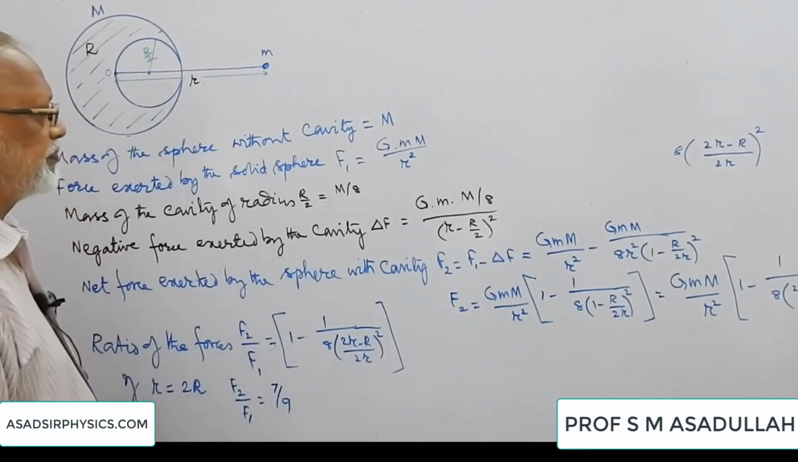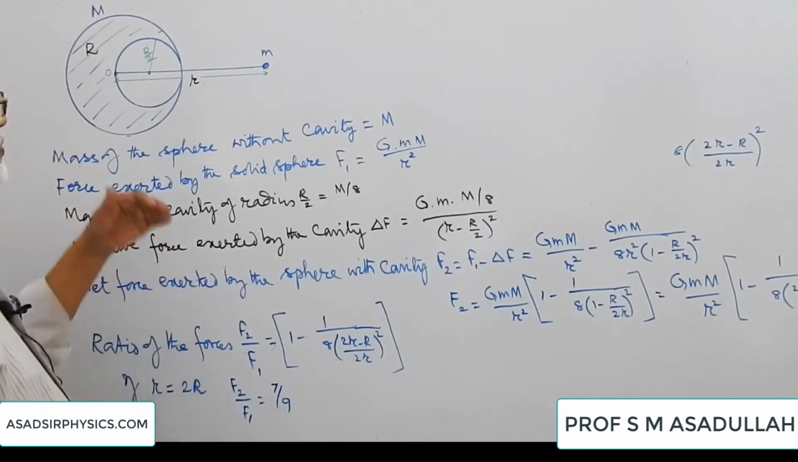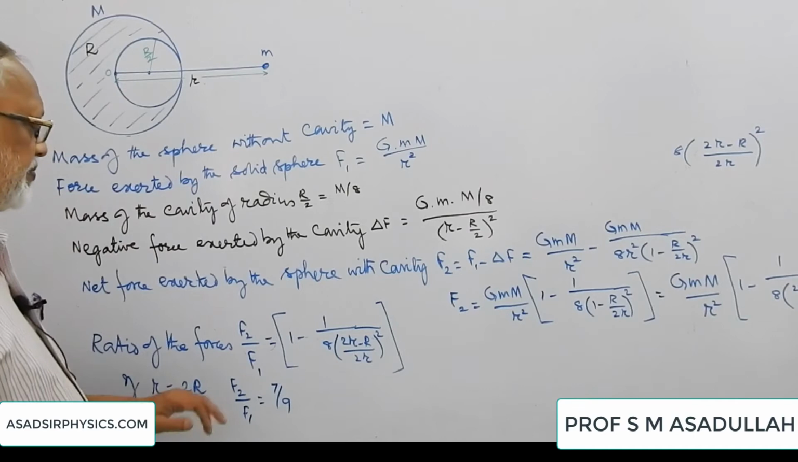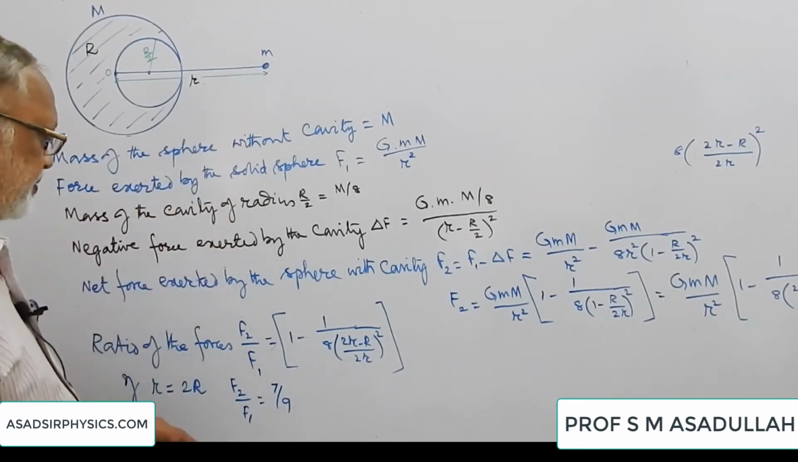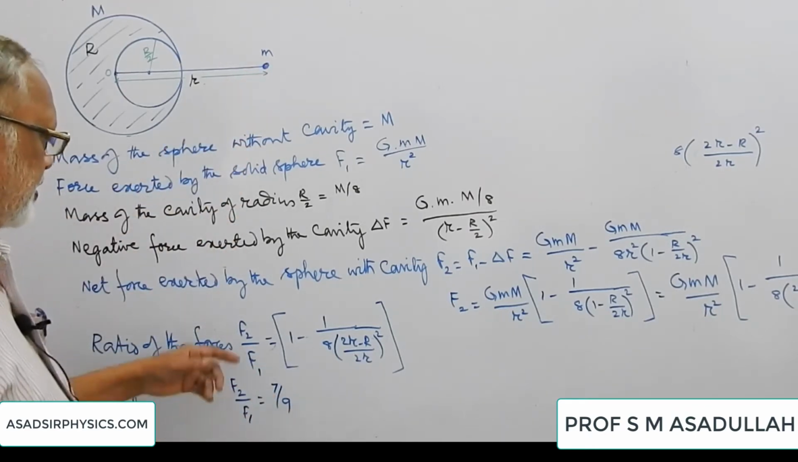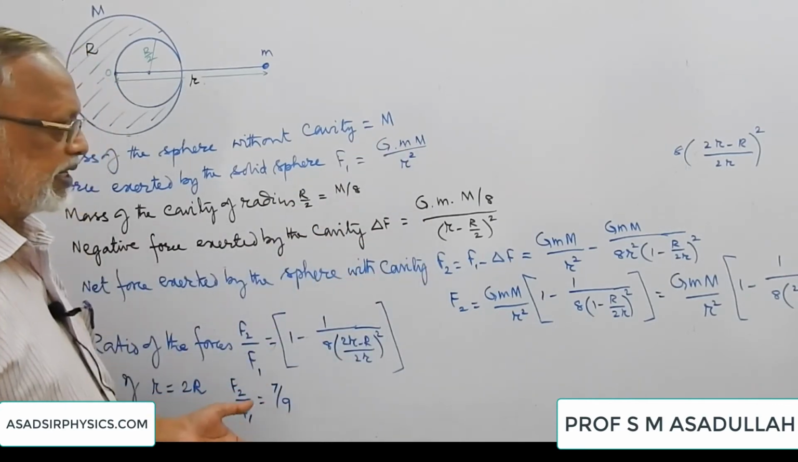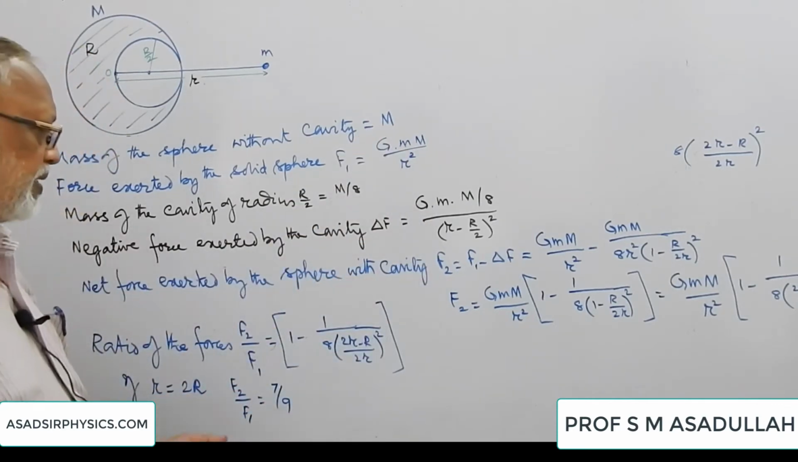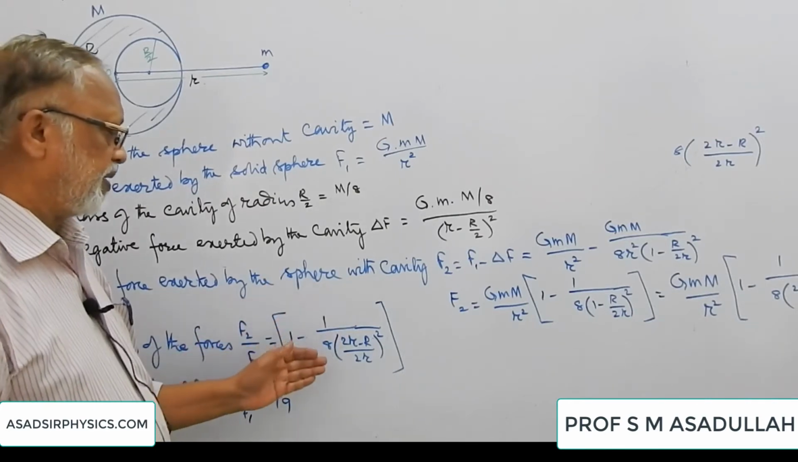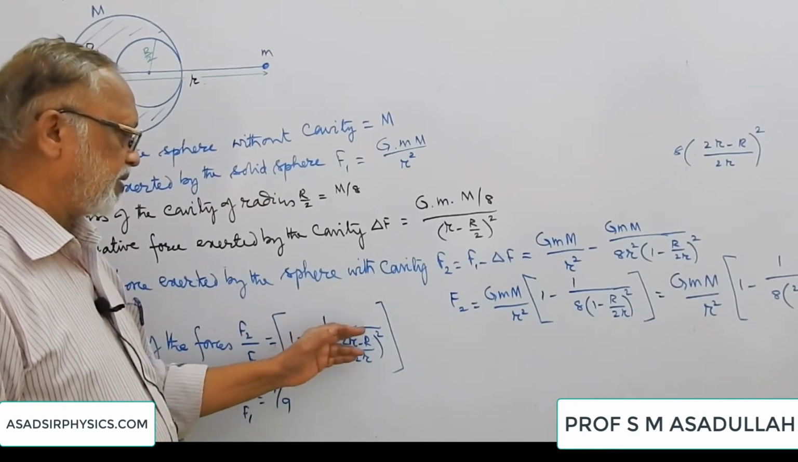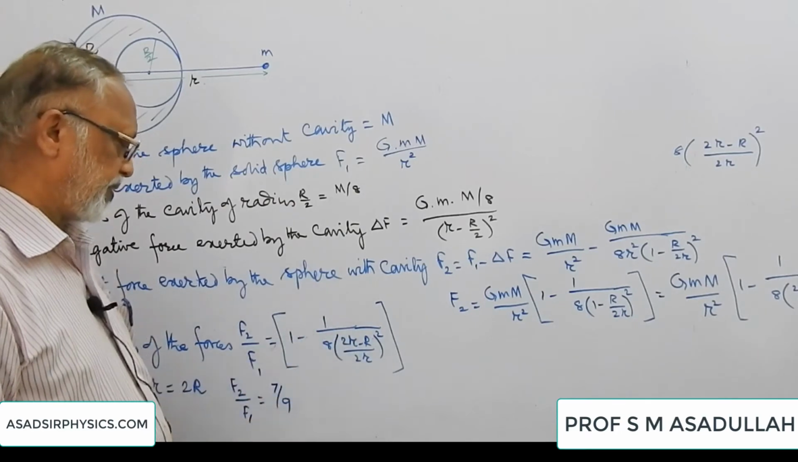Then what is the ratio of the forces? The ratio of the forces with cavity and without cavity on the point mass is given by F2 by F1. Here GMm by r square will get cancelled. So finally what remains? 1 minus 1 by 8 bracket (2r minus R) by 2r whole square.